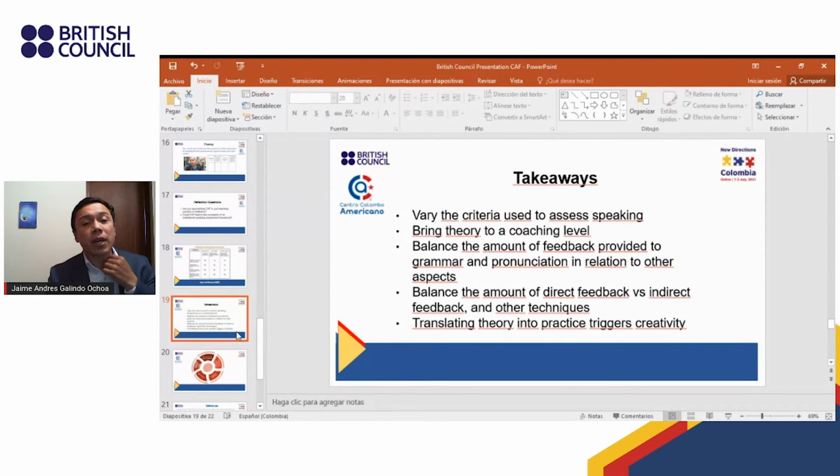Balance the amount of direct feedback versus indirect feedback and other techniques. It's really marked that sometimes as teachers, we listen to a mistake and we start feeling it here in our throat, we really want to correct it. We listen to a bad pronunciation or something else and our anxiety as teachers says correct, and we even get anxious about it. But we need to lessen that sensation, try to give indirect feedback, analyze fluency. Don't pay attention to that pronunciation mistake. Try to forget it for a moment. Pay attention to the fluency markers, fillers, pet words, and all those things. And finally, translating theory into practice triggers creativity.